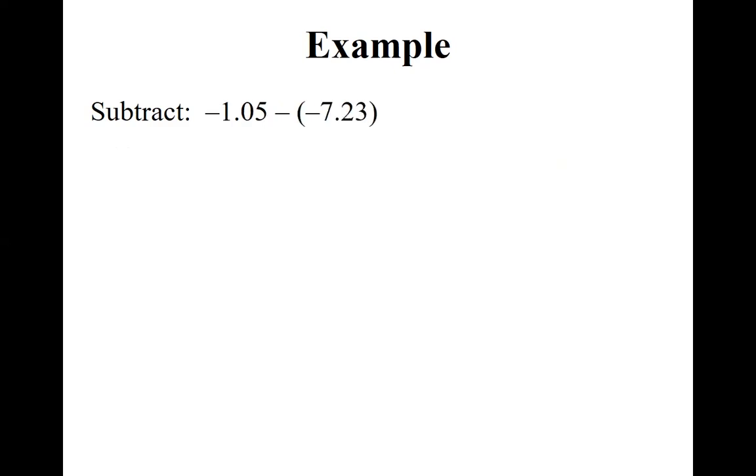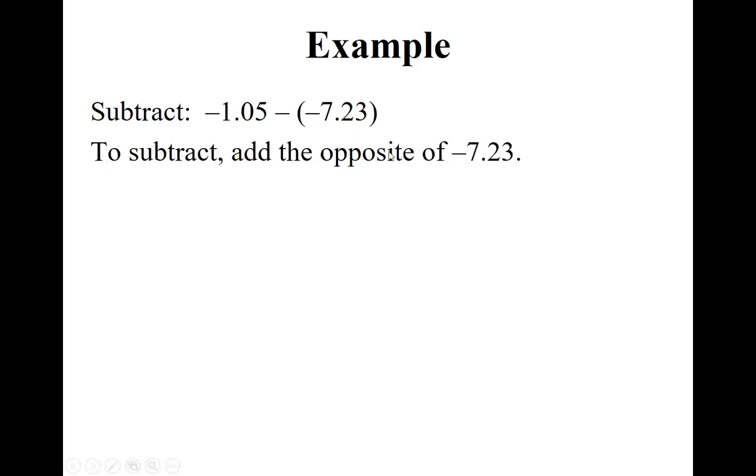Negative 1.05 minus negative 7.23. Subtracting is adding the opposite. The opposite of a negative is positive. So we are adding a positive. This is negative 1.05 plus 7.23. Or we can think of those two subtraction bars coming together to form an addition symbol.